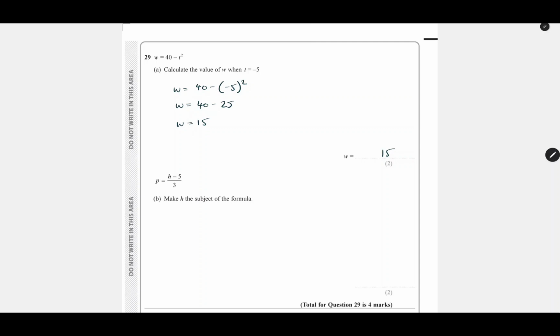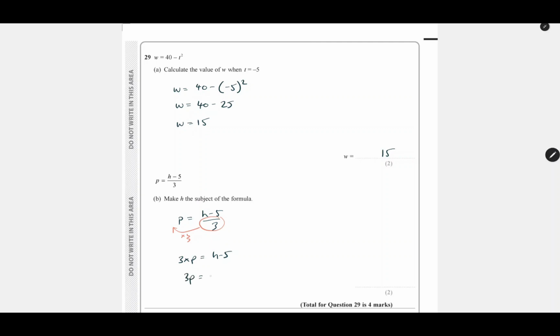Part B says P is equal to H minus 5 divided by 3. Make H the subject of the formula. So when something says to make something the subject of the formula, we need to make it equal to everything else. So the first thing that we're going to do is take the 3 to the other side. If we rewrite our equation, that's H minus 5 over 3. We take the divide by 3 to the other side and times by 3. And so we have 3 times P is equal to H minus 5.